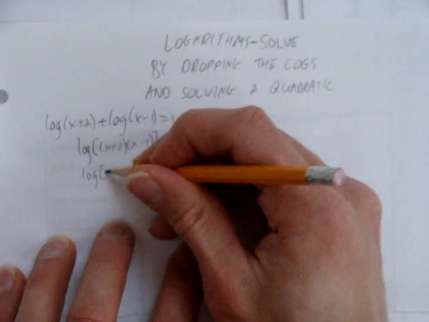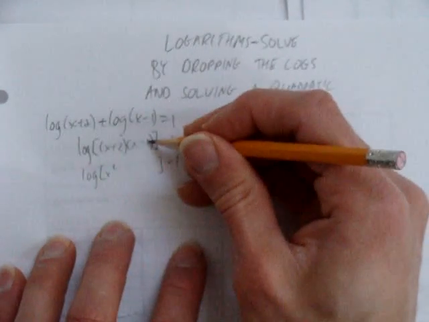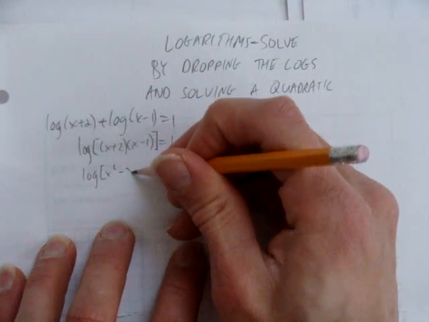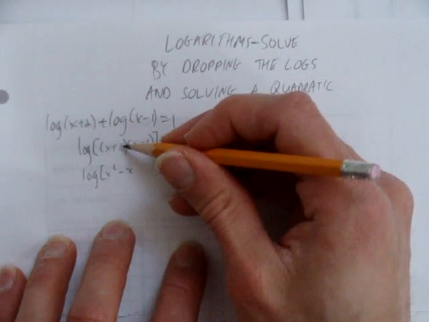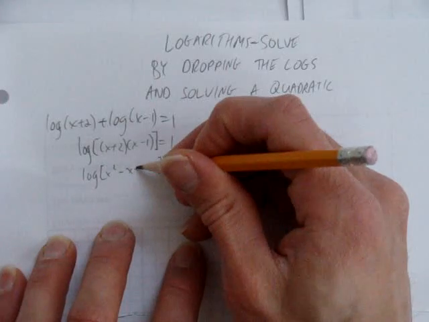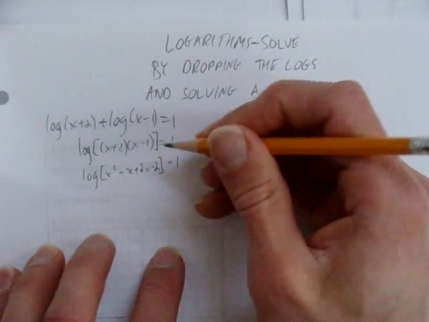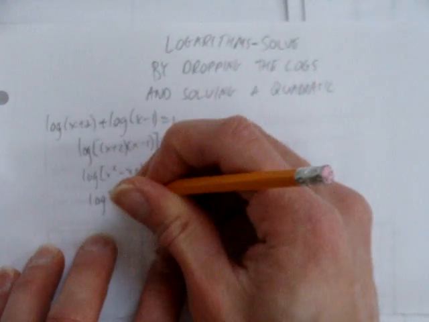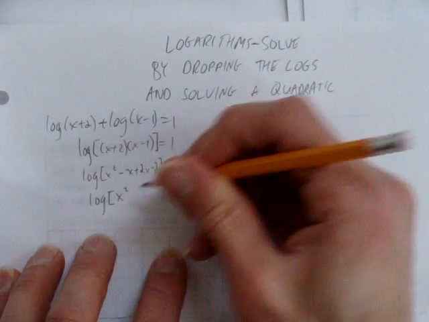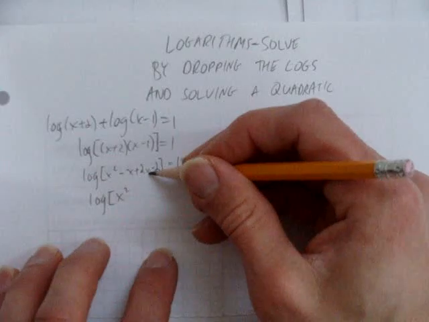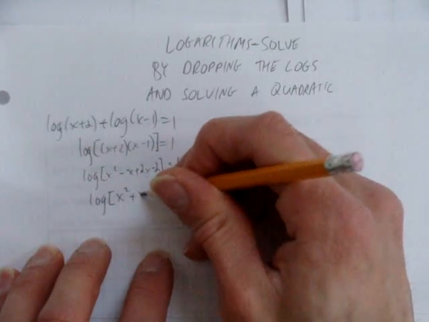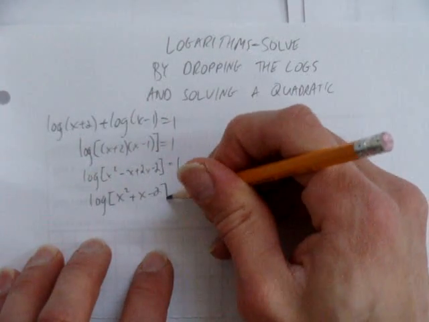X times x is x squared. X times negative 1 is negative 1x or negative x. 2 times x is 2x. And 2 times negative 1 is minus 2. And we'll simplify even further by saying that's x squared and combine these like terms. Minus x plus 2x is plus x minus 2.